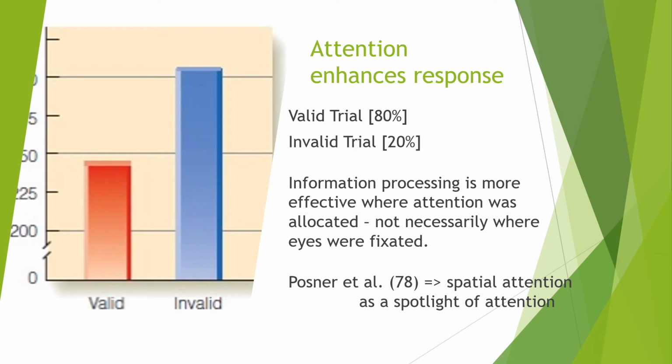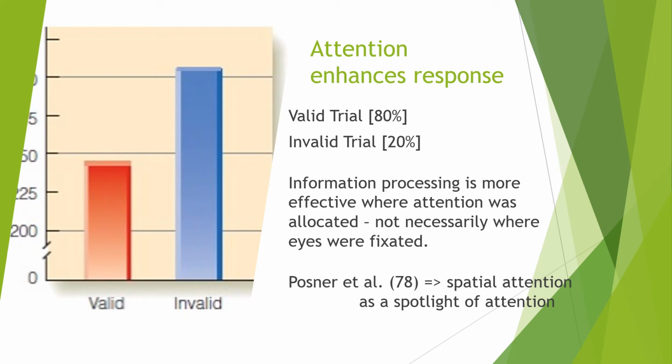Information processing was more effective where their attention was allocated. So remember, their eyes are always on that fixation point, that fixation cross. So this is not necessarily where the eyes were fixated. This gets at a couple of things that we've brought up before. 1, we looked at this kind of research in the reaction time studies early on, and 2, this idea that we have this covert attention that is not necessarily the overt attention of where our eyes are fixating, and when we are paying attention to where our eyes are fixating.